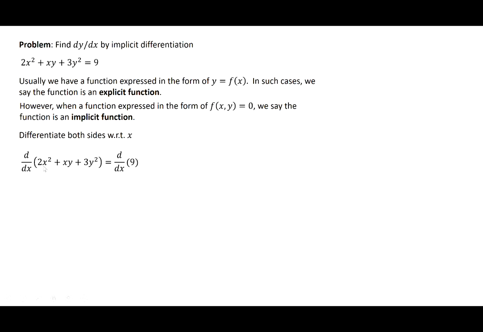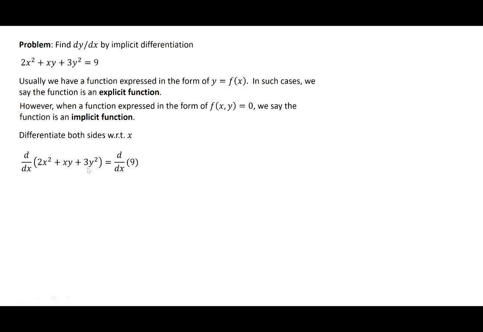Now, what's d/dx of the first term, 2x squared? Simple, 4x. What's the d/dx of x times y? Ooh, that we need to be a bit careful, right? We need to apply the product rule for that one. So x times y prime plus y times the derivative of x, which is just 1. So for the second term, please pay attention to this. Would you agree it should be x y prime plus y times 1, which is just y?